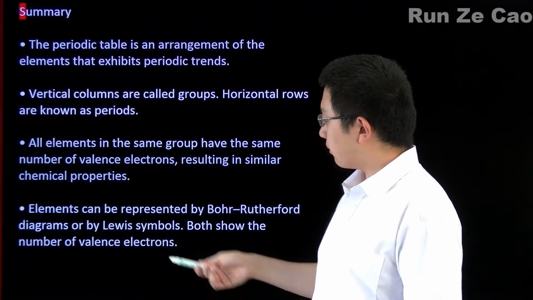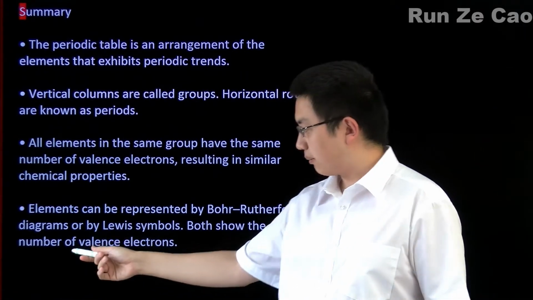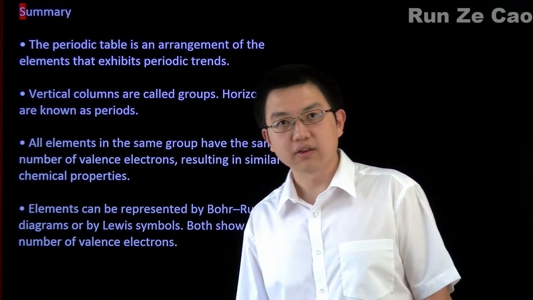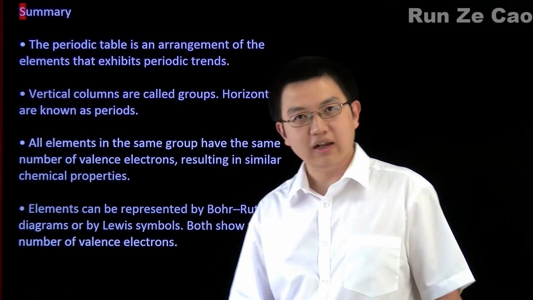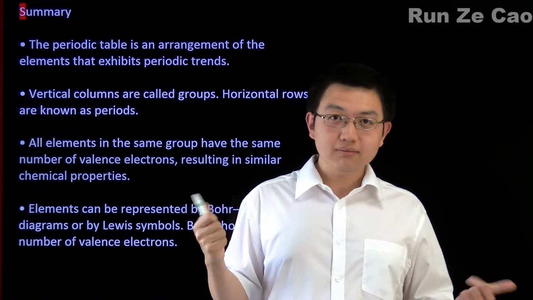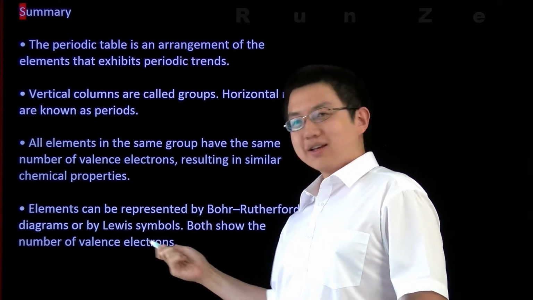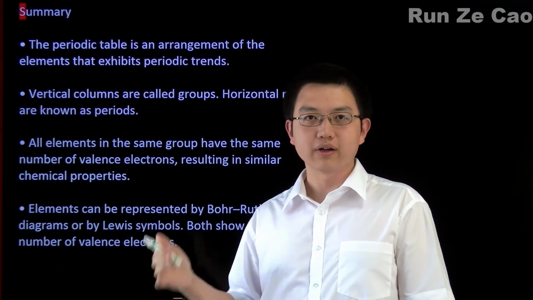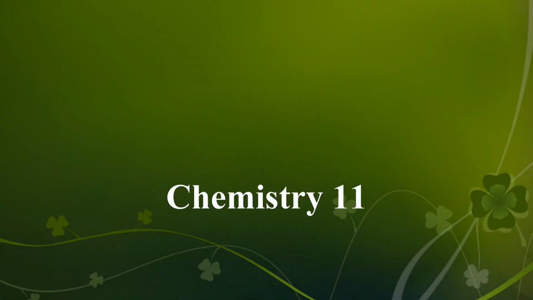Now, they can be represented by Bohr-Rutherford diagrams or by Lewis symbols. Both show the number of valence electrons. Bohr-Rutherford also shows the number of other electrons and other orbitals, but Lewis decided to easy mode it. Given how all people are lazy, it should be no surprise that Lewis symbols are quite popular, and Bohr-Rutherford diagrams are not. Well, that's it for this section.